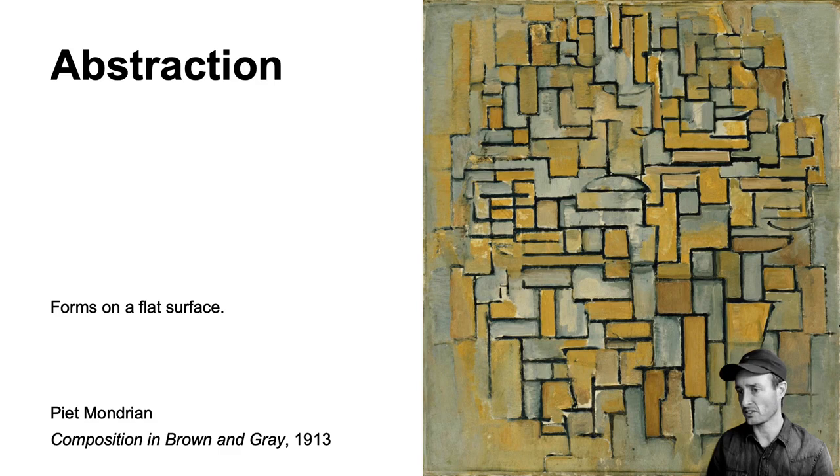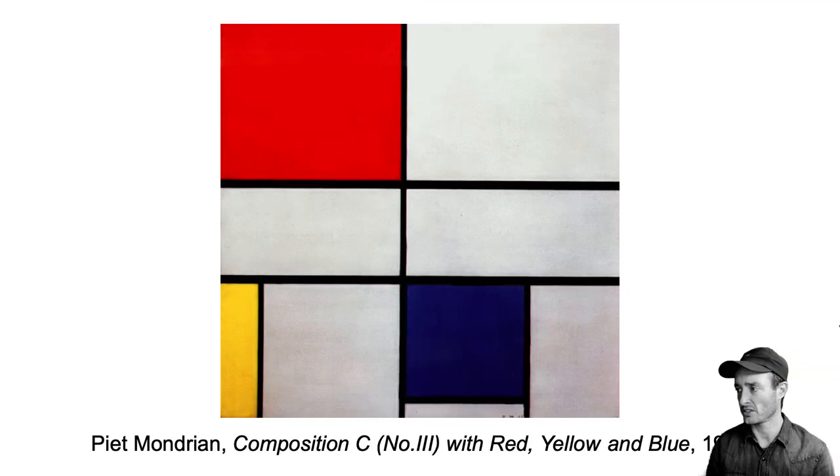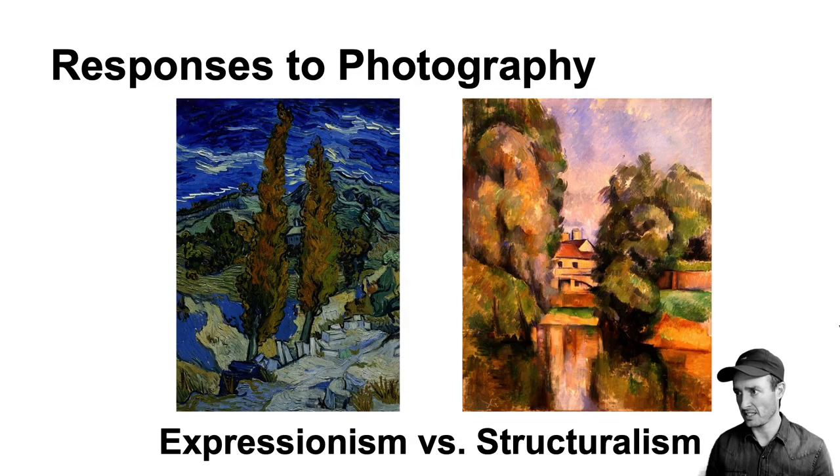Abstraction, forms on a flat surface, right? We see abstraction. This is kind of that logical conclusion out of Cezanne and out of Van Gogh, potentially. This is Piet Mondrian, Composition in Brown and Gray, 1913. Right, these have meaning. There are actual ideologies and theories, actually, or manifestos about why these are constructed this way, and they have kind of social and political implications about the grid, about how we structure our environments, and it has a lot of things to say in that.